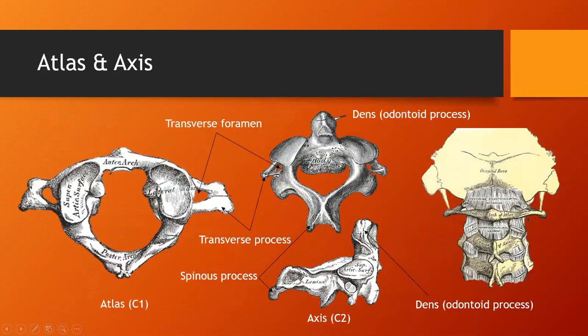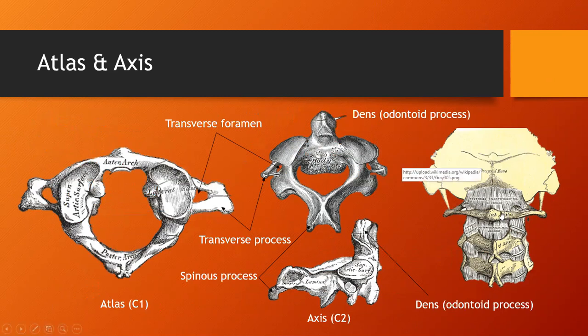For example, our C1 is our atlas. The C1 does not have a body. It does have our transverse foramen, which is located here, which we spoke about. And then it has a posterior arc, an anterior arc. This is actually the front portion of the vertebrae. And then you have your superior articular surface and your lateral mass, which is this portion here. The dens is where it articulates on the axis, which is our C2.